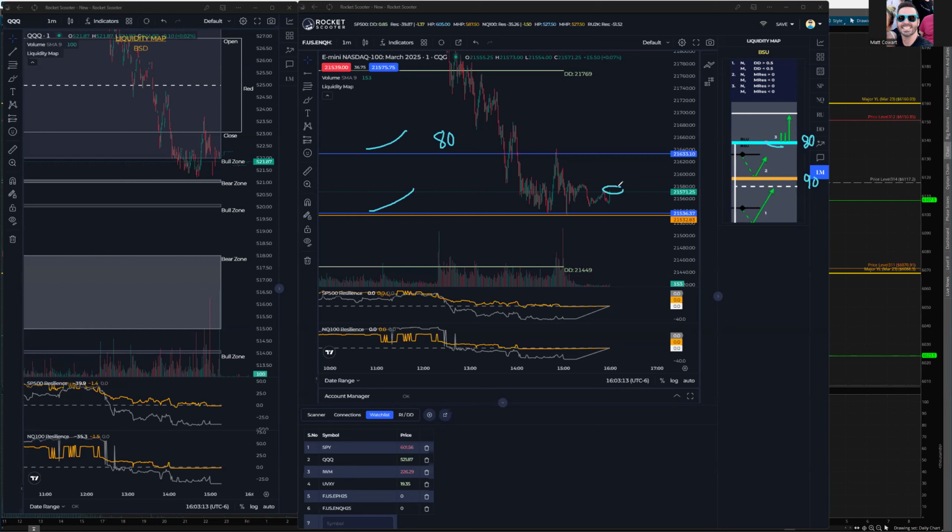And as you see today, even in the equity session, when the futures market closed at the end of the day, it closed above the lower and closed above the orange. The 80 and 90% held up.